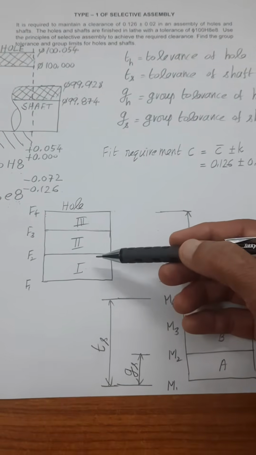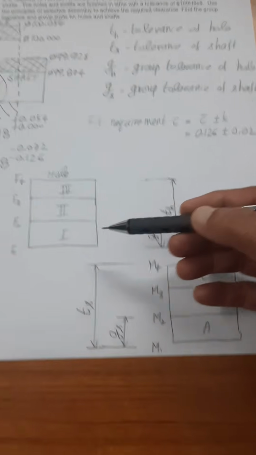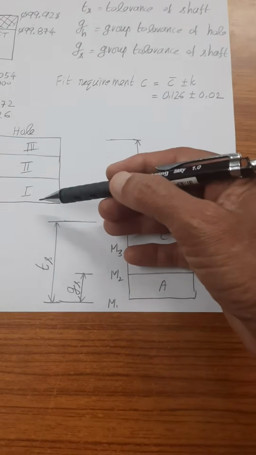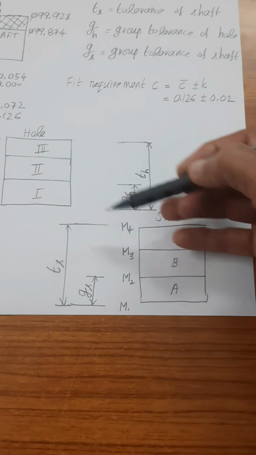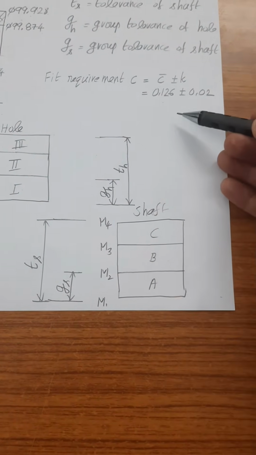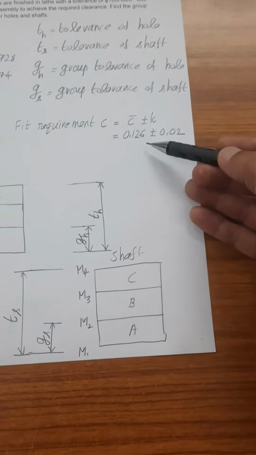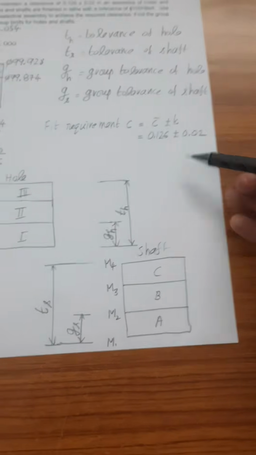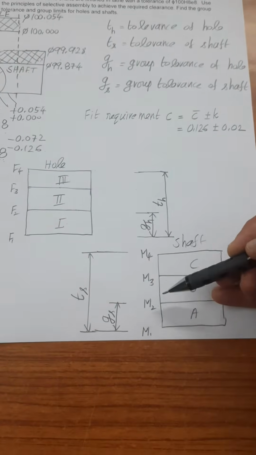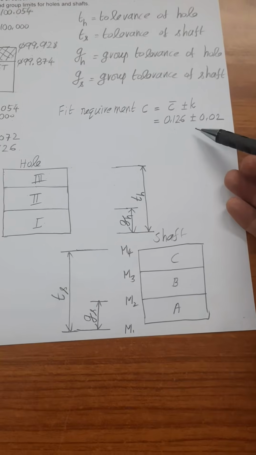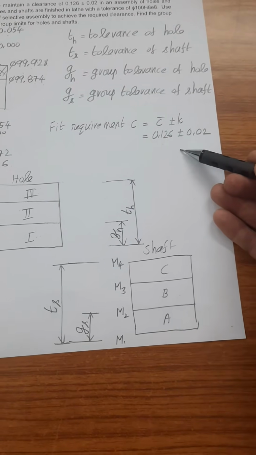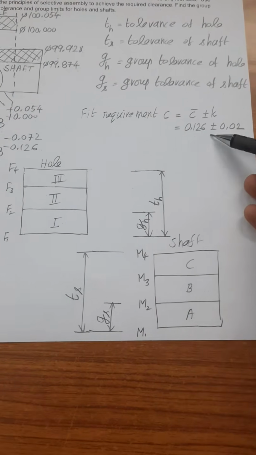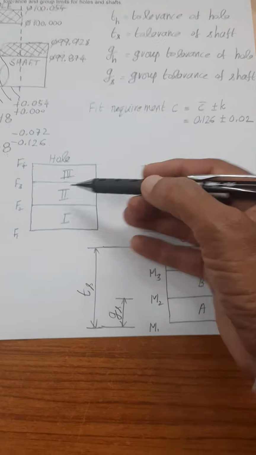So I am manufacturing all the holes in the turning process. Similarly, I am manufacturing all the shafts in the turning process, but by way of grouping the holes and shafts, I am able to get a very close clearance of 0.126 plus or minus 0.2, which is otherwise not possible to achieve. If we adopt interchangeable assembly, this close clearance is not able to be achieved. So by using selective assembly, I am able to get a close clearance without increasing the cost of the assembly.